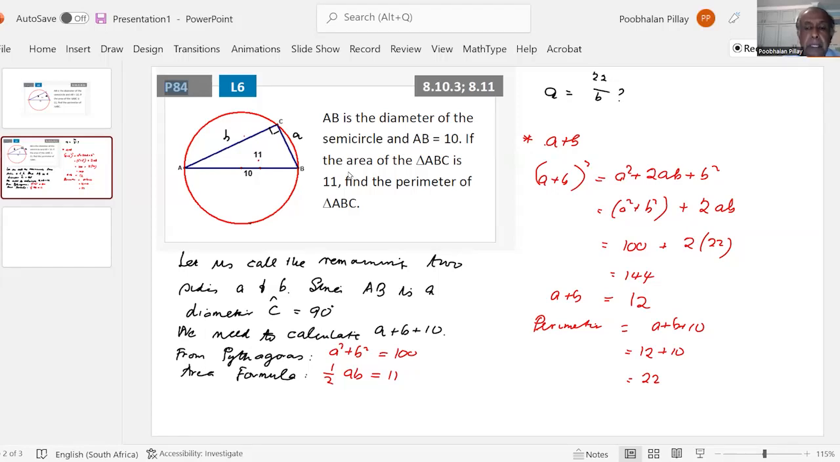Now, the area of the triangle is 11. And the area of a right angle triangle, that's very easy. The area of any triangle is half base times height. And the base in this case, the 90 degrees is here. So we have to regard this as the base and that as the height, or even otherwise that as a base and that as height. And the area is half A times B, and half base times height is equal to the area. But we know what the area is. So half AB is equal to 11. So that gives you now two equations and two unknowns.